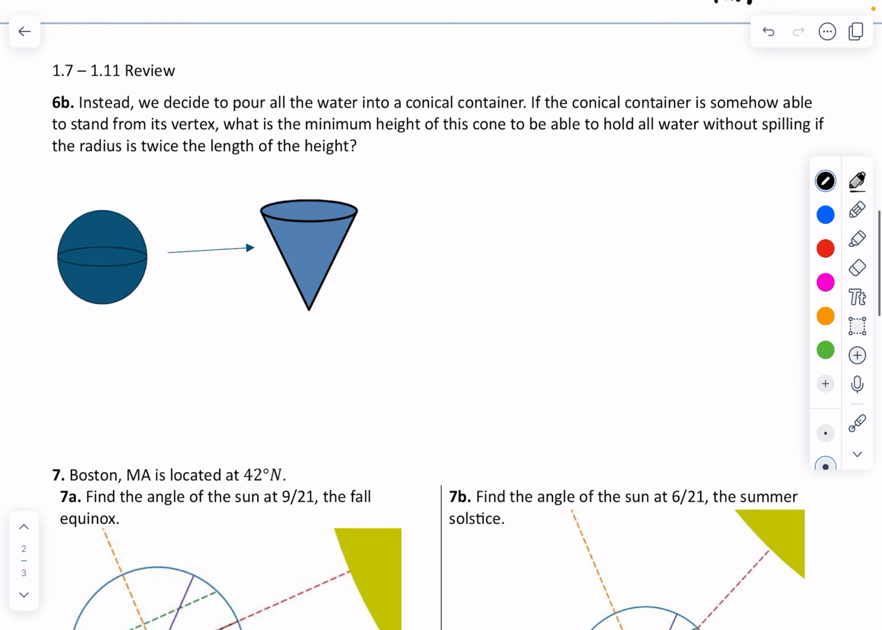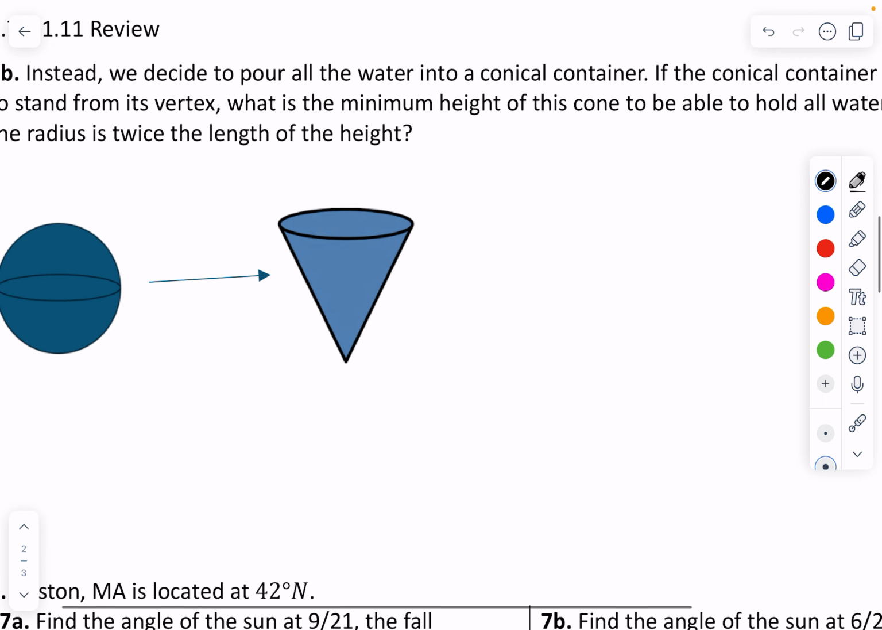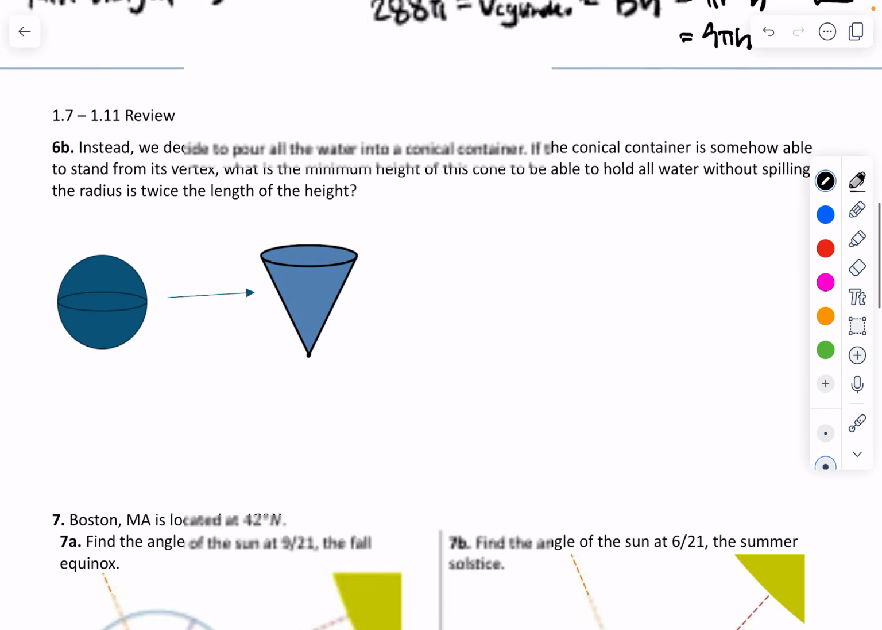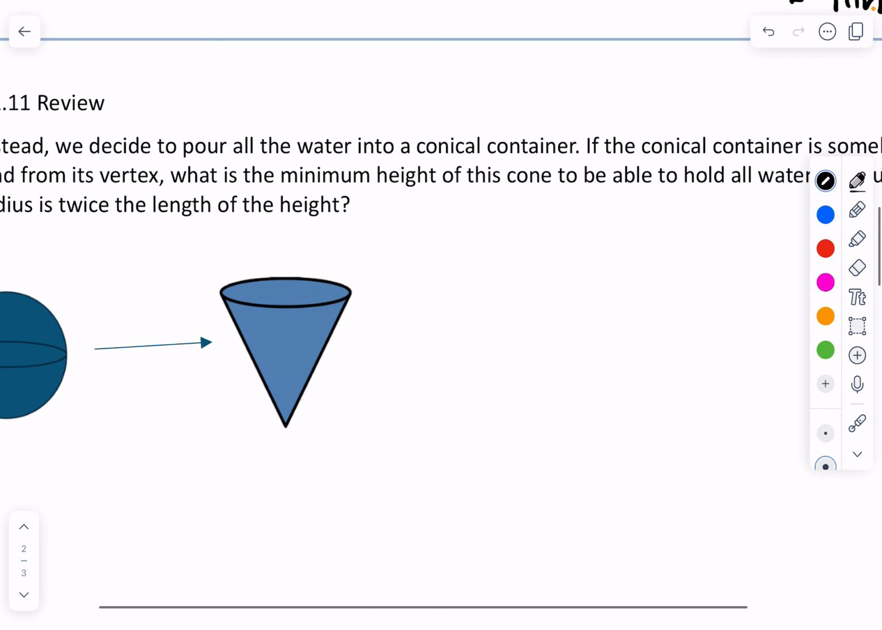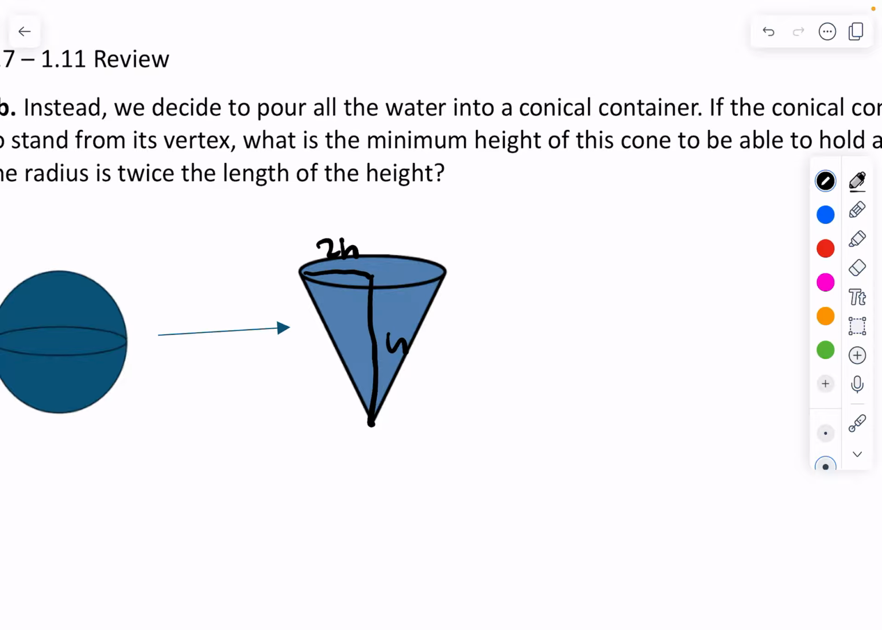Okay. So this problem is a little different. Instead of pouring all the water into a cylinder, we decide to pour all the water into a cone that somehow stands from its vertex. And again, we want to find the minimum height of this cone. But we are given that the radius is twice the length of the height. So if the height is h, the radius can be expressed as 2h.